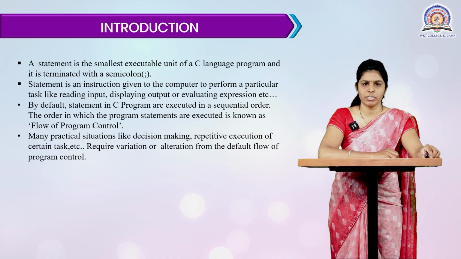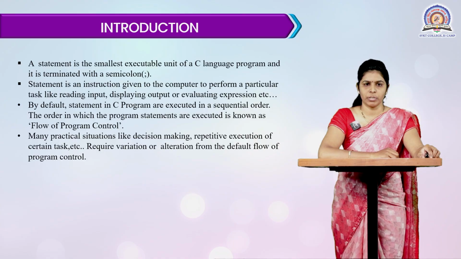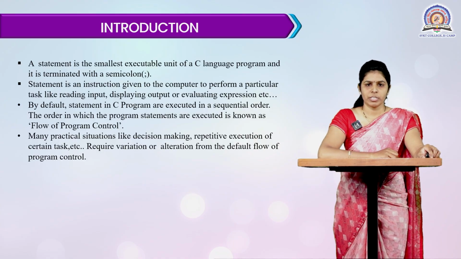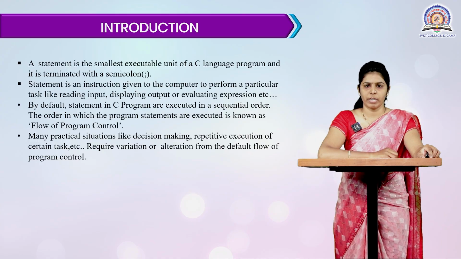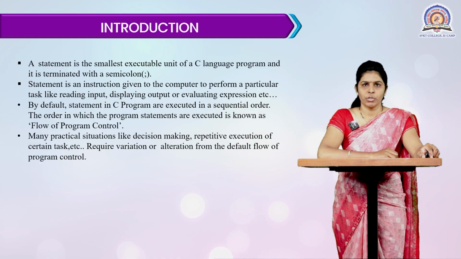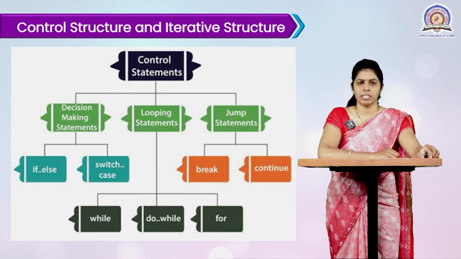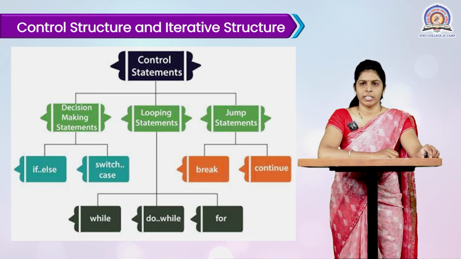The order in which the program statements are executed is known as the flow of program control. Many practical situations like decision making and repetitive execution of a certain task require variation or alteration from the default flow of program control. So let us see the flow of control. First we will discuss the control structure and iterative structure.